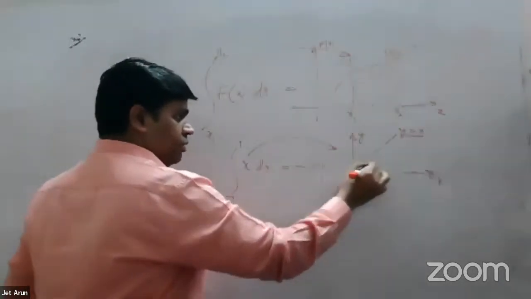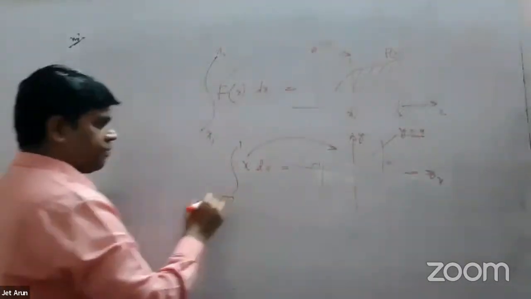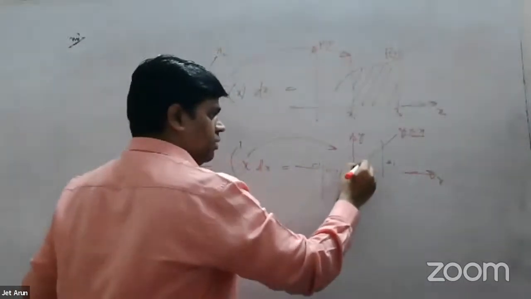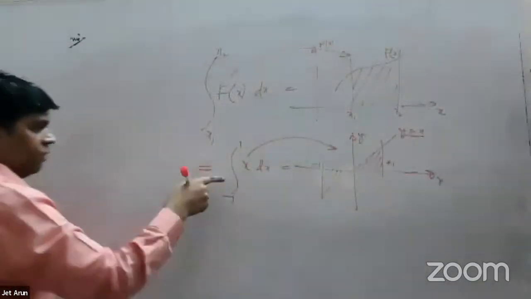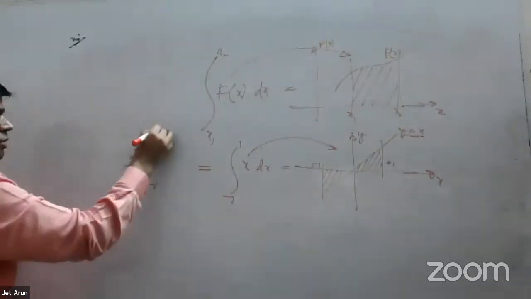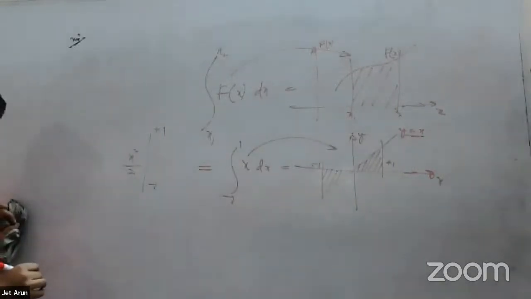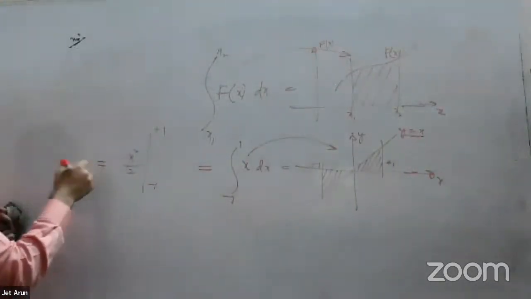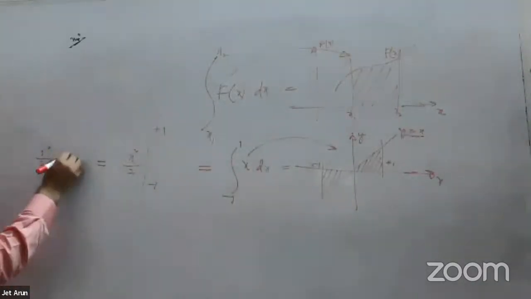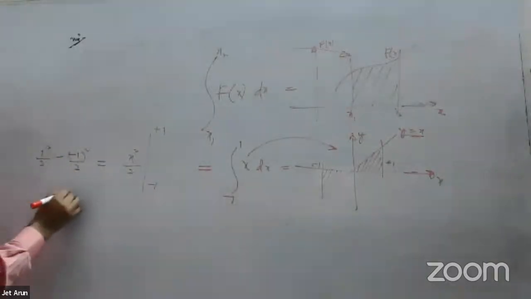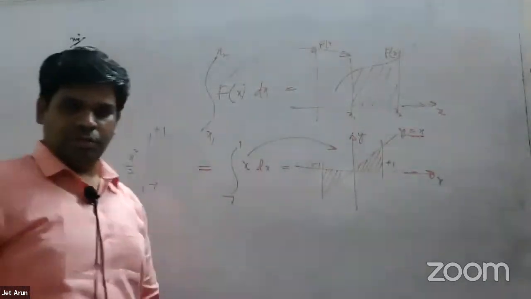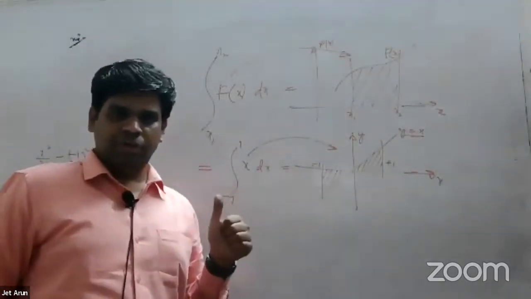From -1 to +1. I can do this with the formula. What's the formula? The formula says x square by 2 under the limits -1 to +1, which is nothing but I'll substitute +1 first: 1 square by 2 minus, I'll substitute the lower limit, -1 whole square by 2, which is nothing but 0. I got it as 0.